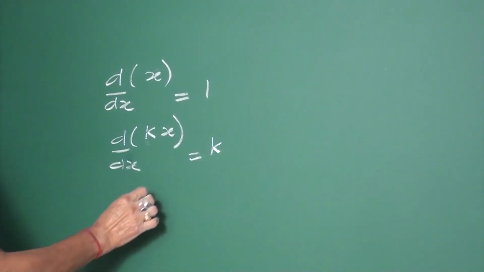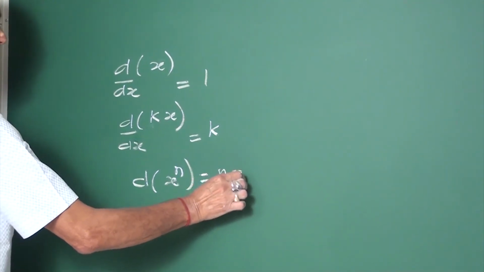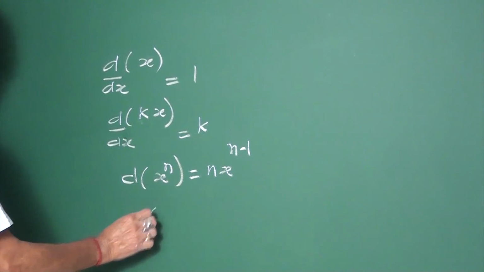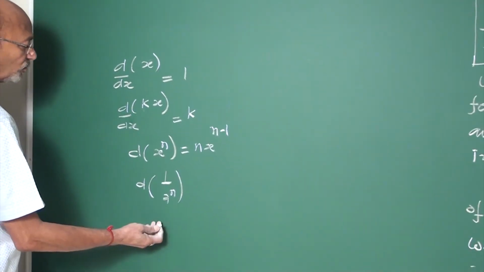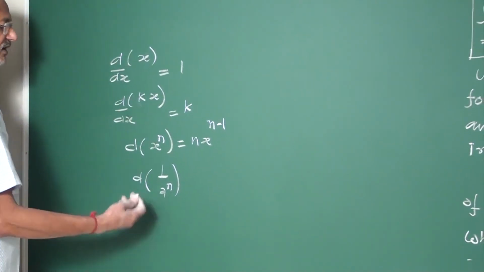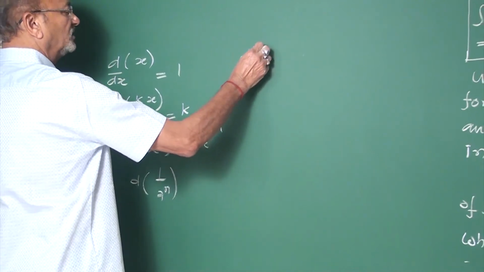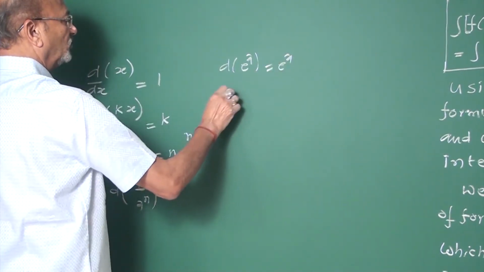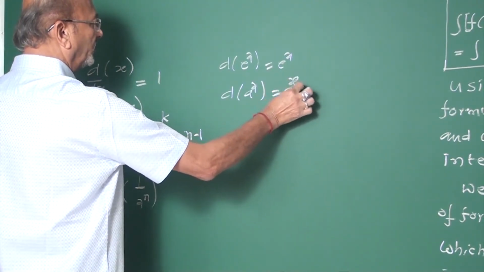Now what is next? Derivative of x to the power n, you know the formula. It is n into x to the power n minus 1. Like that, even derivative of what? 1 upon x to the power n. Even derivative of root x, all these are algebraic functions. What about the exponential? Derivative of e to the power x is e to the power x. What about derivative of a to the power x? It is a to the power x into log a.